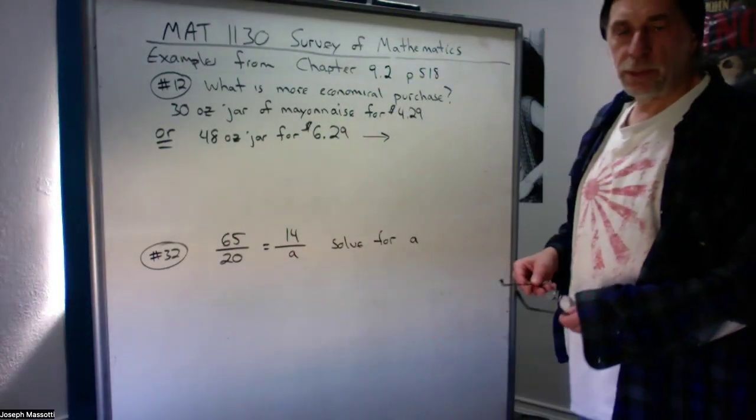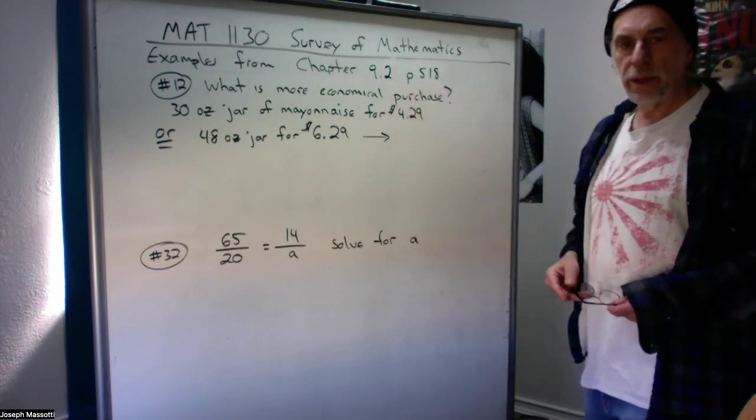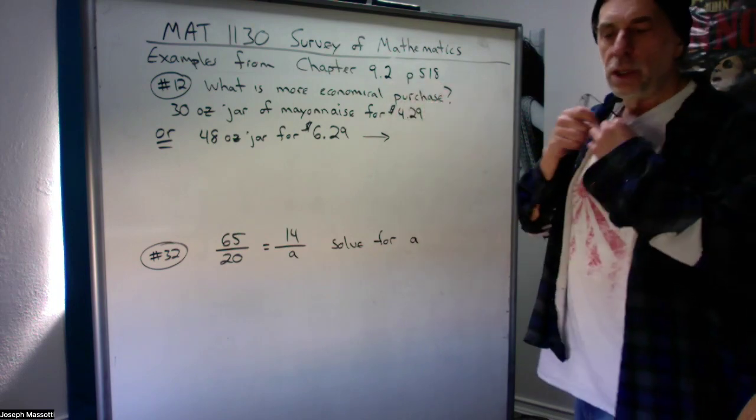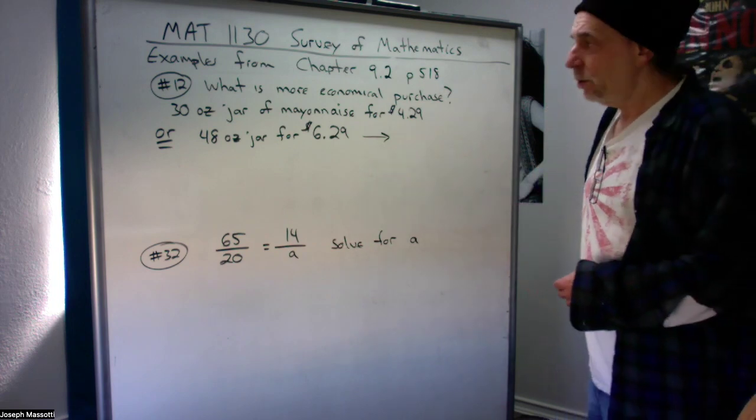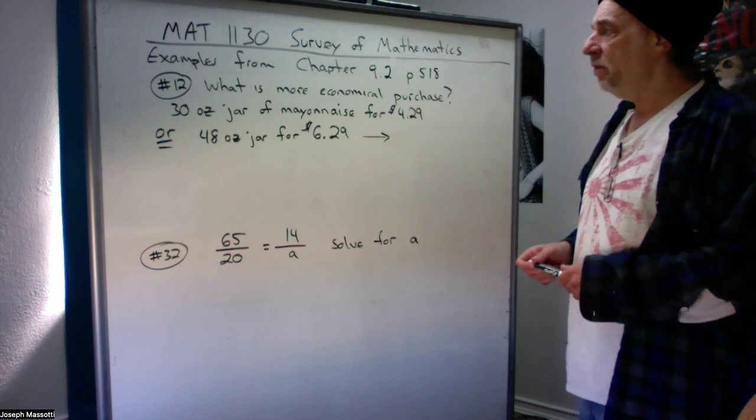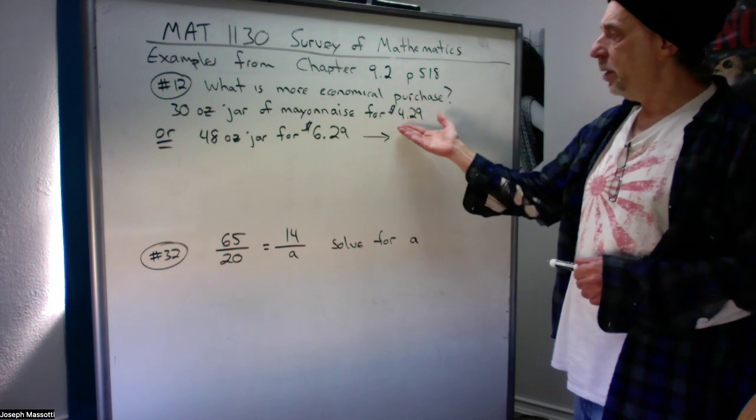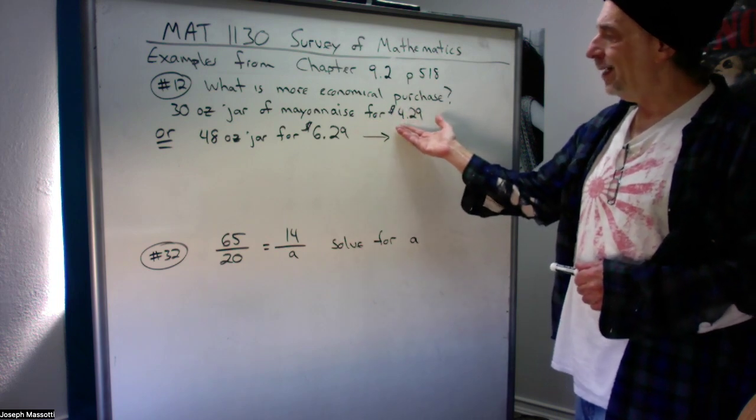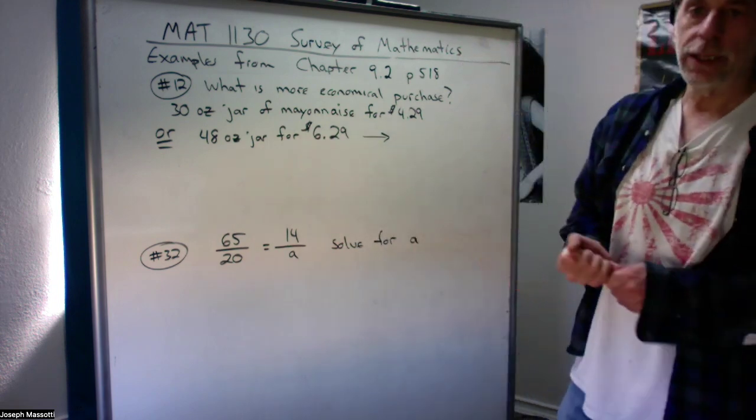Here we're going to do a couple examples from section 9.2 on page 518 of your book. These have to do with ratios and proportions. So the first question here we'll do is number 12. It says, what is the more economical purchase? A 30-ounce jar of mayonnaise for $4.29 or a 48-ounce jar for $6.29.